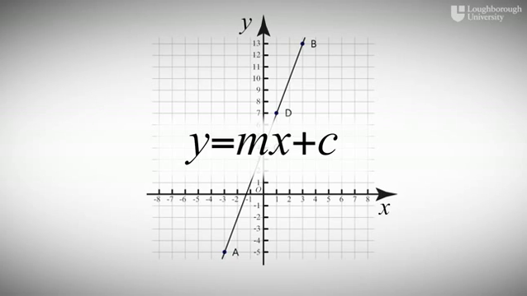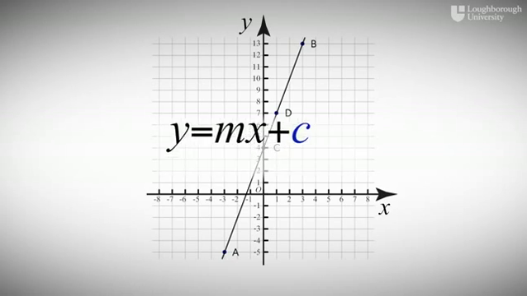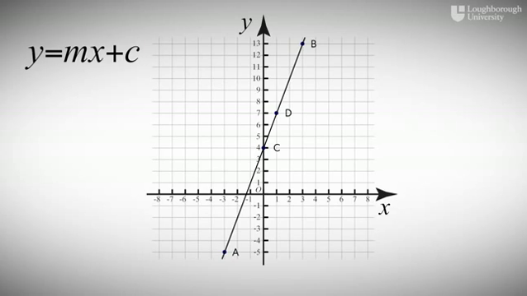Recall that c is the value of the vertical intercept. We can read this directly from the graph. The graph cuts the vertical axis at the point marked c, where the y-coordinate is 4. We conclude that the vertical intercept, and hence the value of c, is 4. Therefore, we know the equation must take the form y equals mx plus 4. We must now find m.